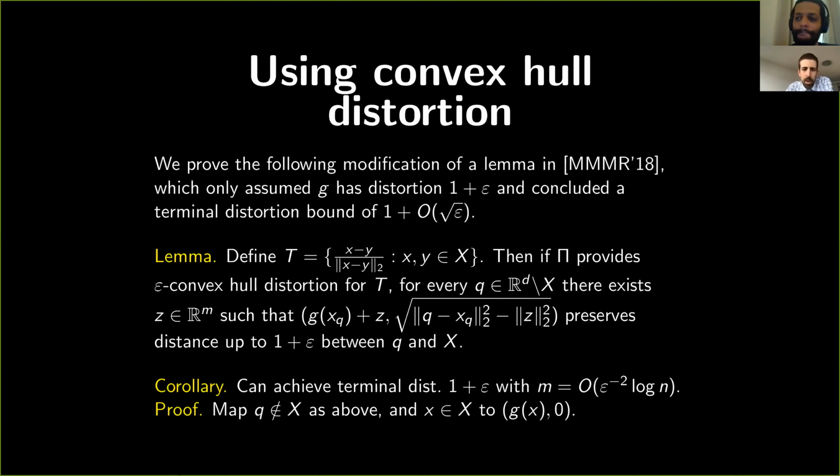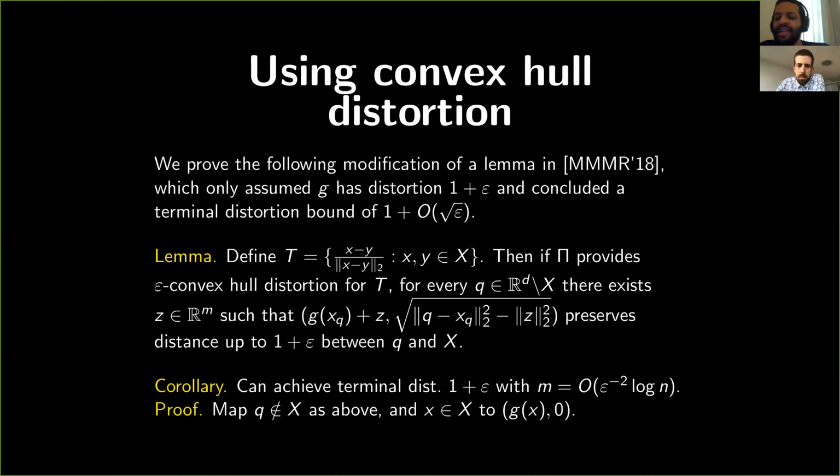Question: I'm not sure I understand why the lemma implies the corollary. Could you explain again, Jelani? Oh, yes. Here's what we're going to do. Every original point in the point set is going to get mapped to g of x comma 0. If you look at distances between those, say x and x prime both in the point set, the distance is the norm of g of x minus g of x prime. But our pi satisfies JL, and even more than JL: it satisfies this convex hull distortion. So we automatically preserve distances within the point set. And this lemma says that you also preserve distances outside the point set.